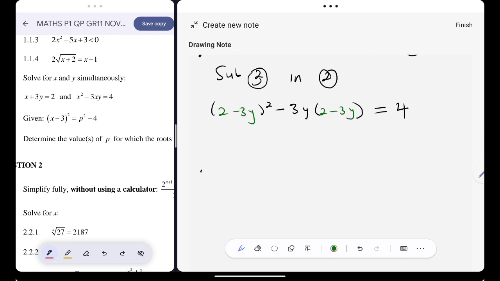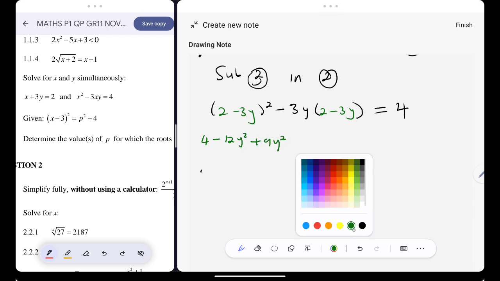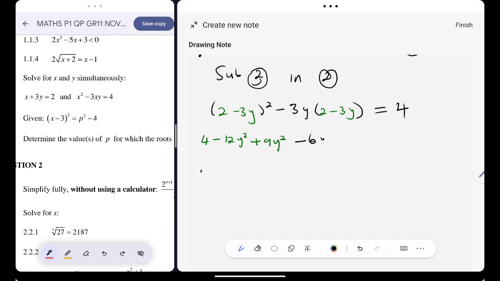Are we together? So now, for this bracket, what will I have? I will have 4 multiplied by 12 minus 6y plus 9y squared is 4. Then I just have to simplify the left hand side first before putting everything in standard form. 9 plus 9 is 18y squared, and then I'll have negative 18y plus 4 is equal to 4.